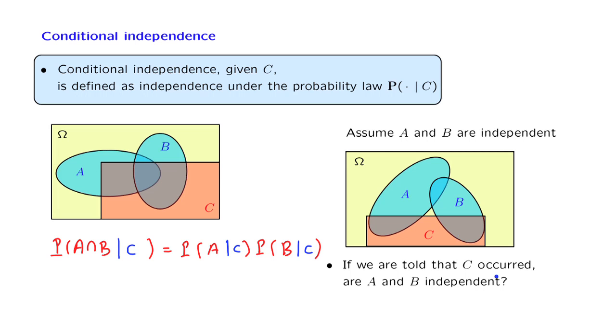Are A and B conditionally independent? Well, in the new universe where C has happened, events A and B have no intersection. As we discussed earlier, this means that events A and B are extremely dependent. Within C, if A occurs, this tells us that B did not occur. The conclusion from this example is that independence does not imply conditional independence. So, in this particular example, we saw that the answer here is no. Given C, A and B are not independent.